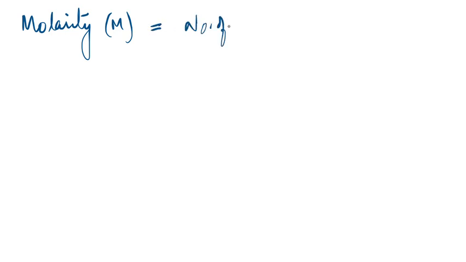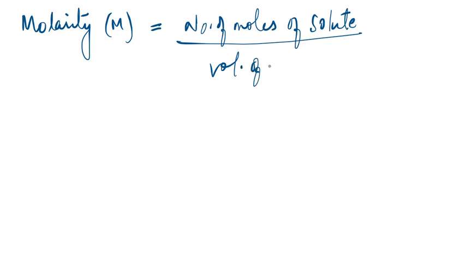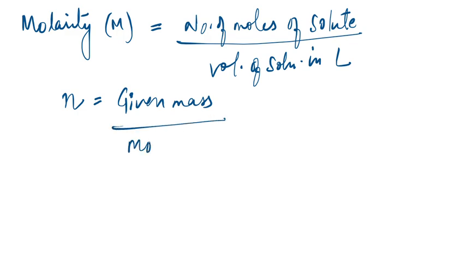So the first concentration term is molarity. I hope you already know what molarity is. Molarity is defined as the number of moles of solute divided by the volume of solution in liters. It gives us the molarity of the solution. In numericals, we are generally not given the number of moles. The number of moles is calculated from the given mass divided by the molar mass of solute. Both are for the solute only.